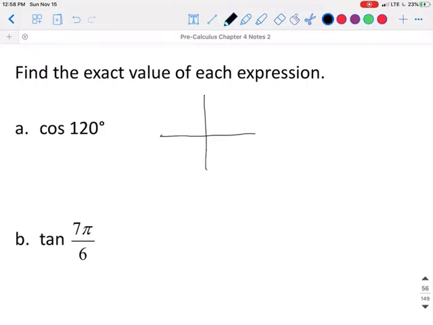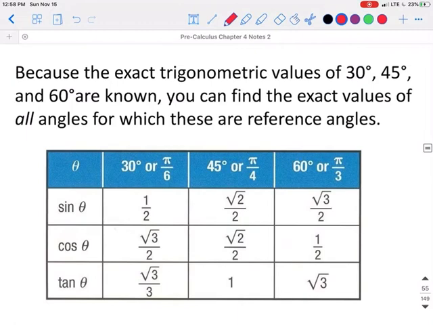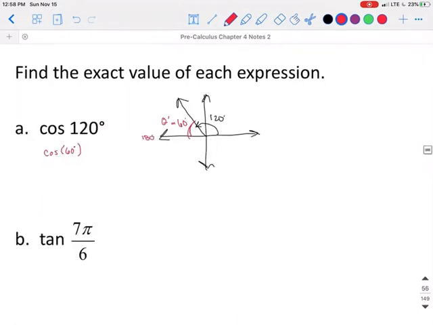So 120 degrees would be about here. So we need to find the reference angle. The reference angle takes you to the closest x-axis. So our reference angle, remember this is 180 degrees here. So to get from 120 to 180, we need to go 60 degrees more. So we're going to find the cosine of 60 degrees. Now if we go back and look at that table, the cosine of 60 degrees is 1/2.